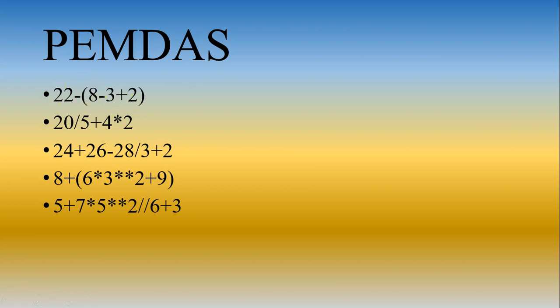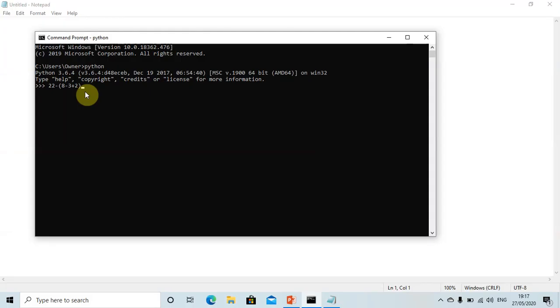Now let us ask Python what is the answer that it will give on this expression. So I have written the expression 22 minus 8 minus 3 plus 2 for you. Let us ask Python what is the answer. It is giving us 15. Now let us see the next question.